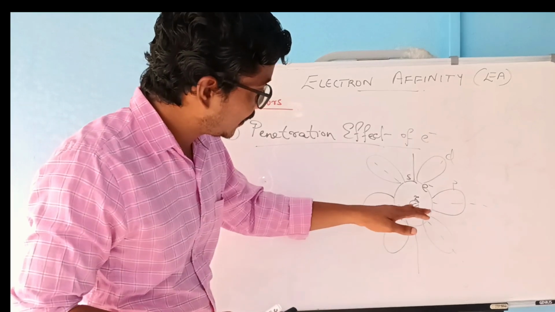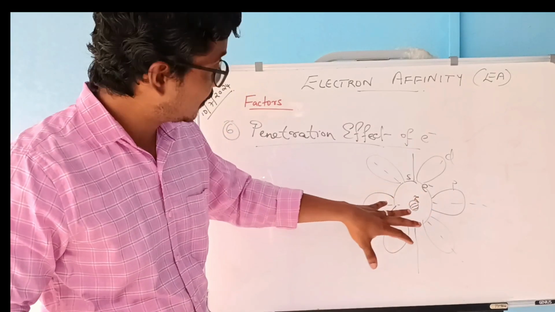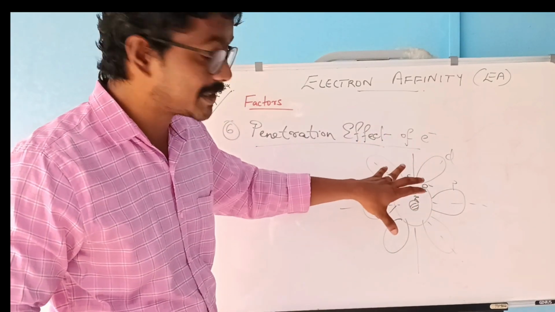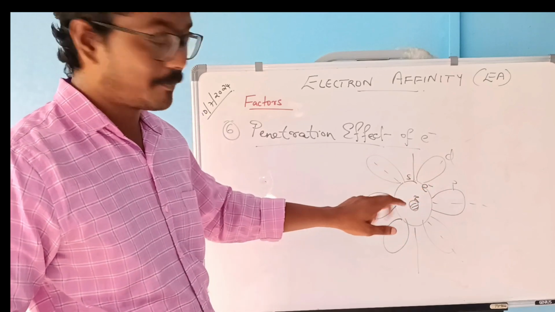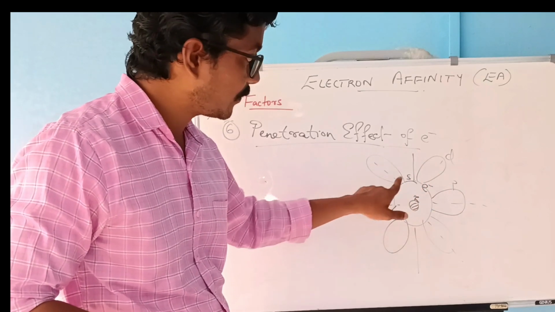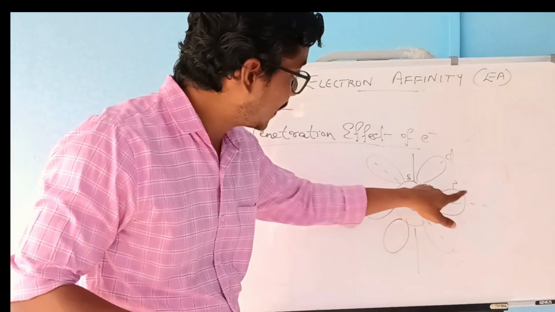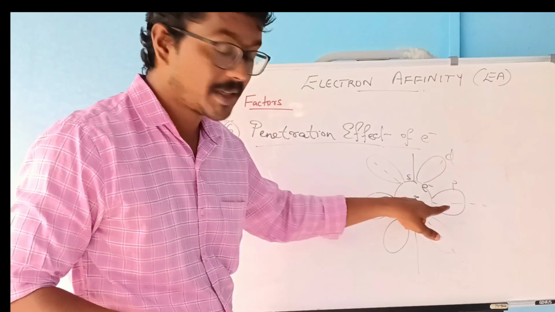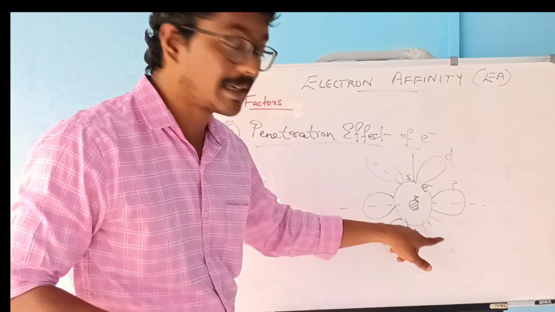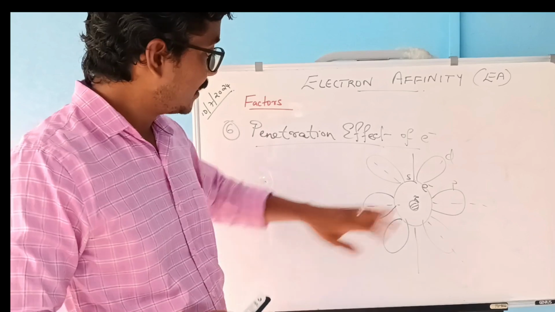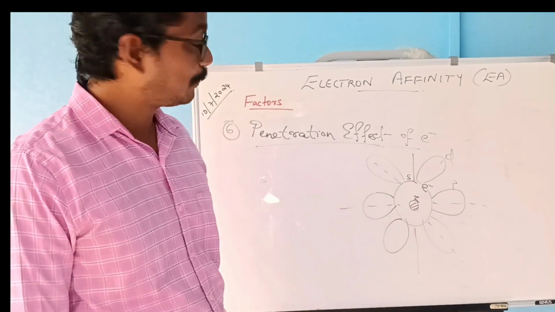So here, this is the pictorial representation. I have pictorially represented the three sublevels. The S sublevel is spherical in shape. The P sublevel is dumbbell in shape, and the D sublevel has a flower-like double shape, right? The nucleus is in the center.